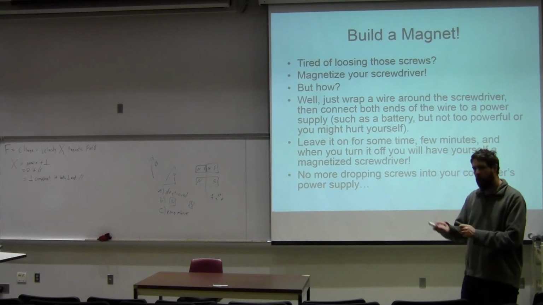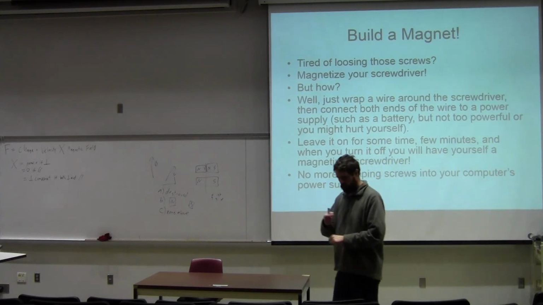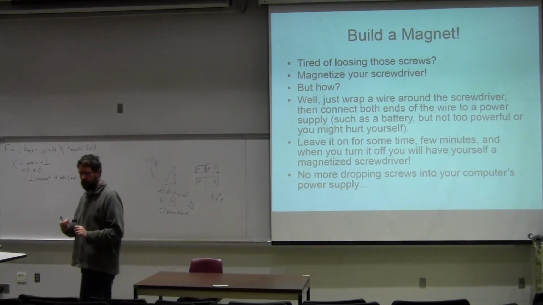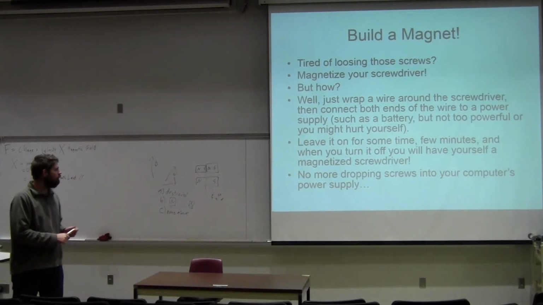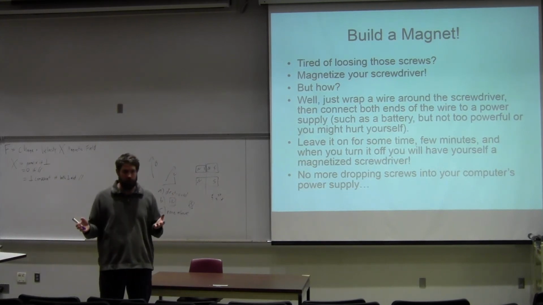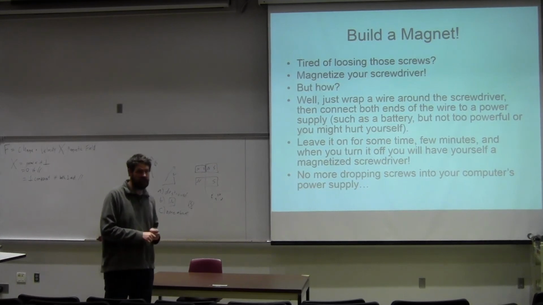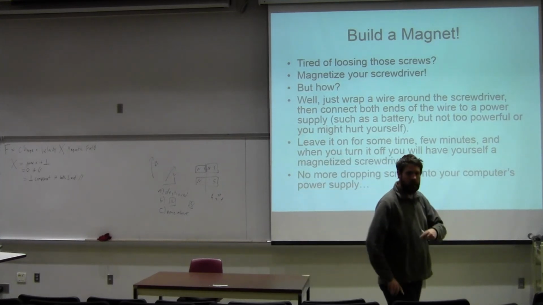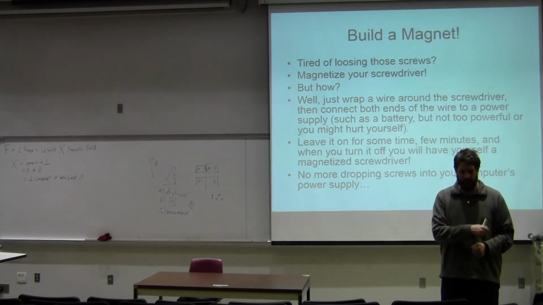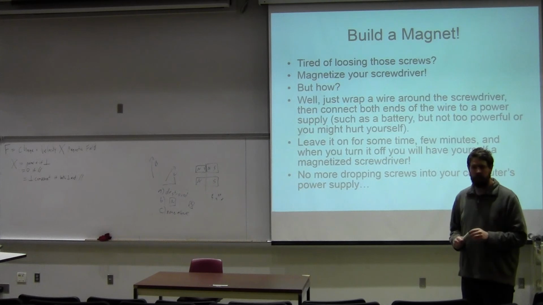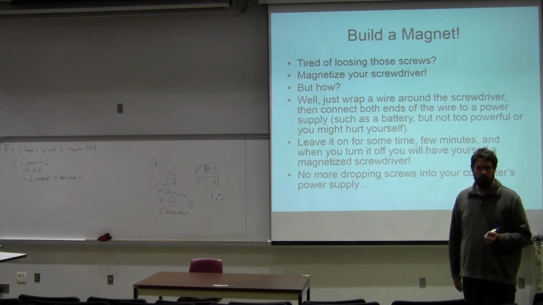So what you do is wrap a wire around the screwdriver as tightly as you can. The more coils you get, the stronger the magnet you'll create. Connect both ends to a power supply, such as just a couple of 9-volt batteries will be fine. You don't need anything too critically powerful. And just leave it on for a few hours. Come back, unhook the wires, take the wires off, and voila, you have a magnetic screwdriver of your very own. Not available in stores.